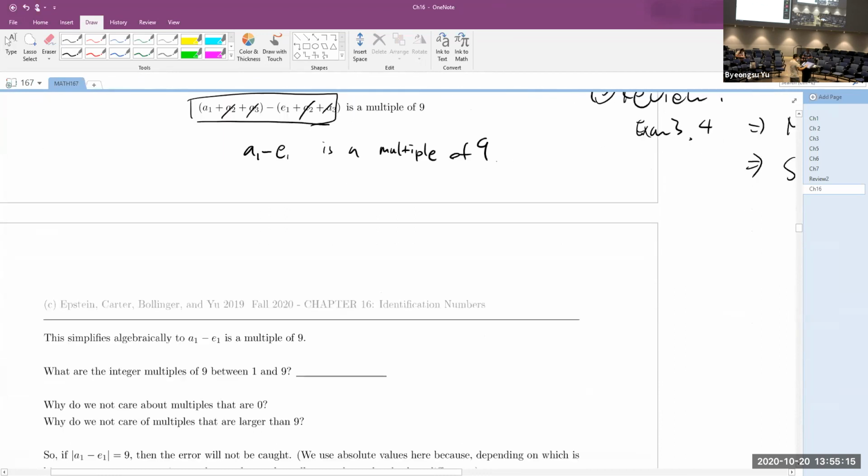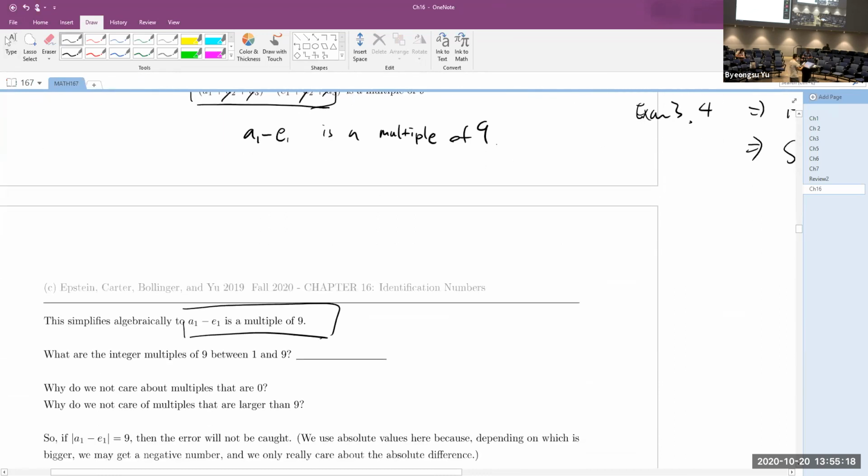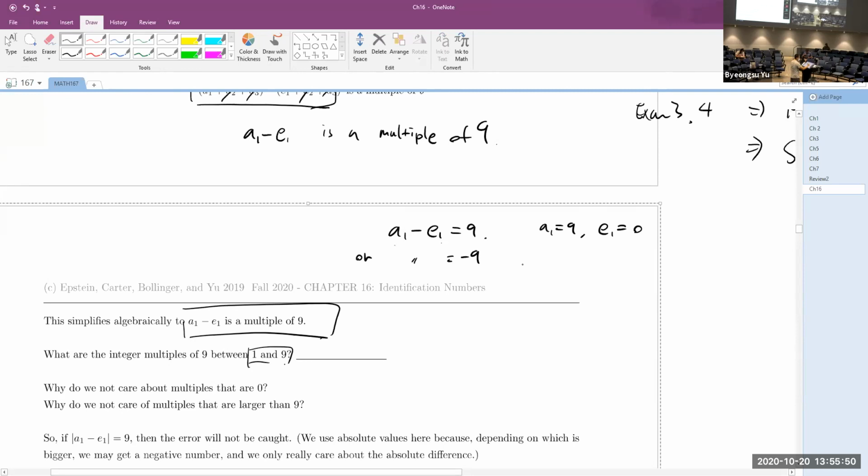Actually, that's what we have in here. And you can see that the difference between A1 and E1 being a multiple of 9 means that A1 minus E1 should be 9, right? Or it may be -9. And this will happen only when A1 is equal to 9 and E1 is equal to 0, or A1 is equal to 0 and E1 is equal to 9, right? Okay, question?